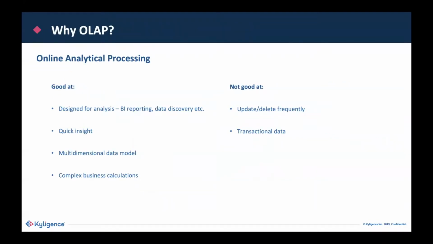OLAP is an abbreviation for online analytical processing. It's a technology behind business intelligence and applications. OLAP is designed for analysis, and it's a powerful technology for data discovery, including capabilities for limitless report viewing, complex analytical calculations, and predictive what-if scenario planning.